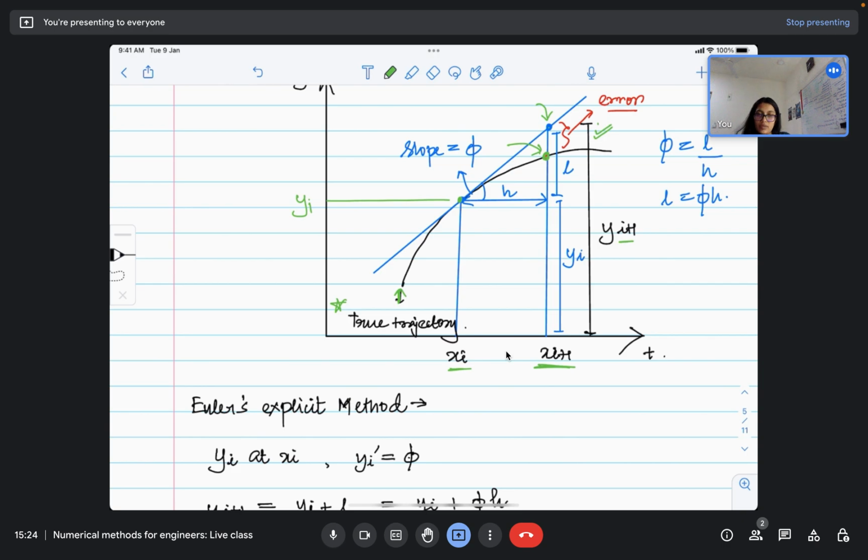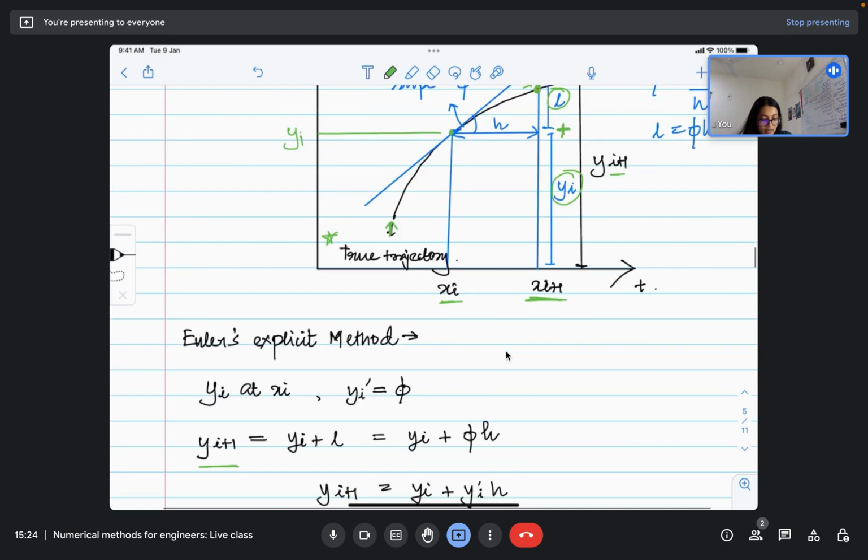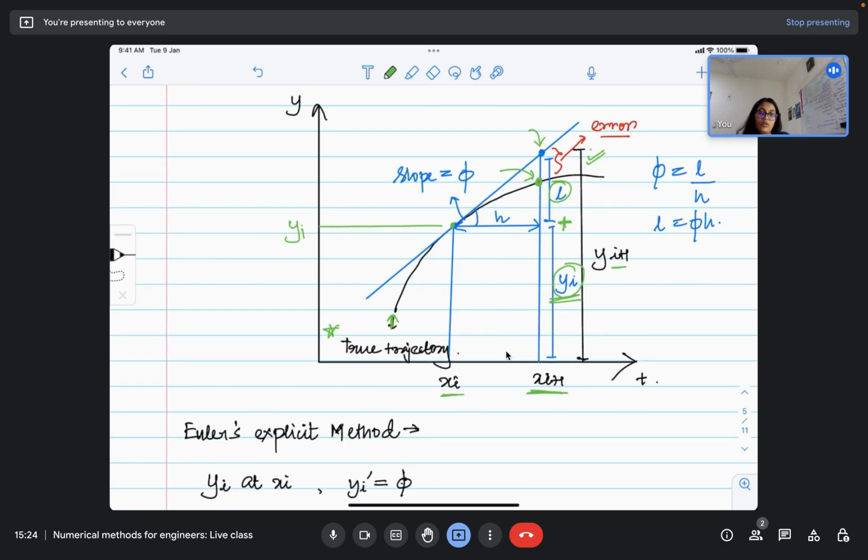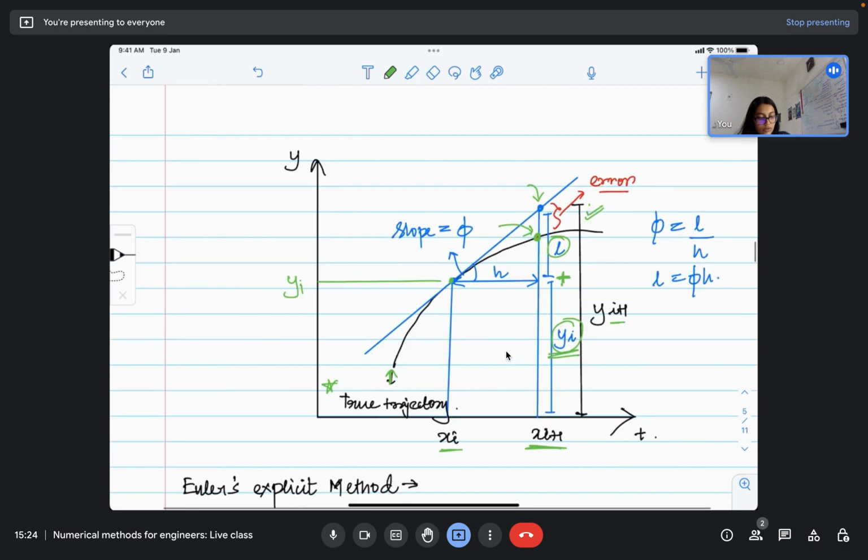How can we find out yi plus 1? yi plus 1 is basically going to be the addition of these two line segments, which is yi, which is already known, plus this length. Now, how do you find out that length? The value of yi is known, so let's not worry about that. Let's just understand how we are finding out the value of L.